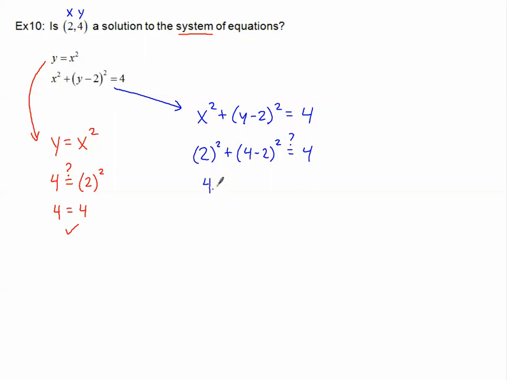2 squared, of course, is 4. 4 minus 2 becomes 2 squared, which is 4. So I'm getting 8 is equal to 4. Well, that obviously is just not true. So since this ordered pair does not work in this second equation, it is not a solution.